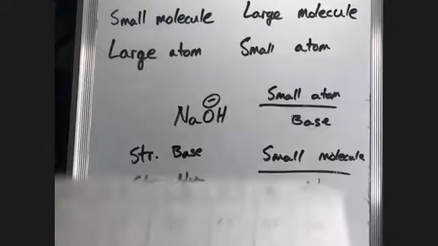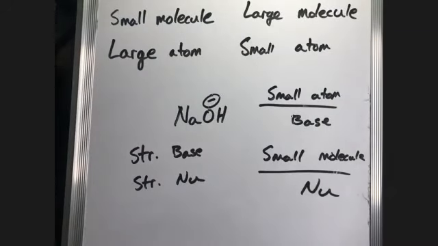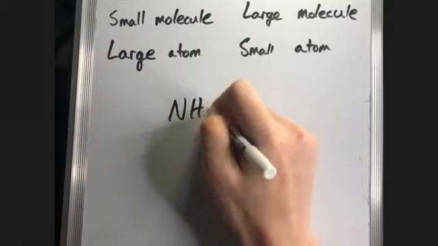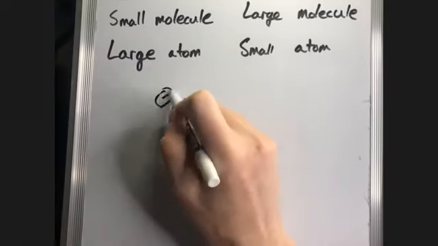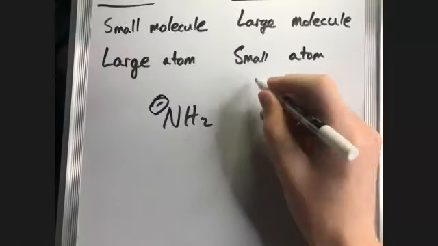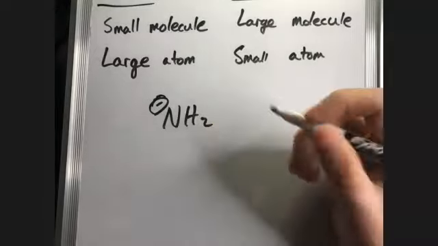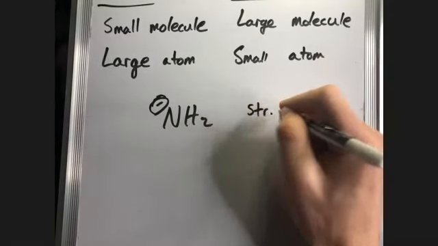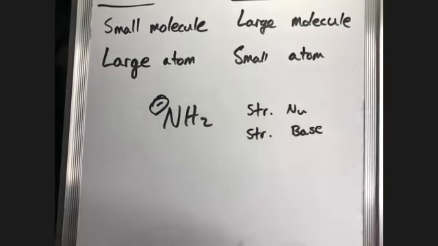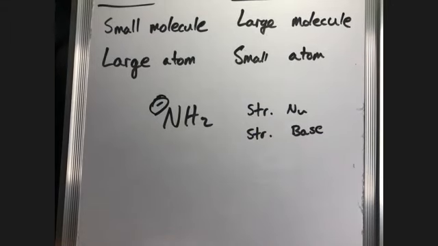All right, let's look at one more type that could be either. Let's look at NH2 minus. We've seen this. This is amide. Again, small atom, suggestive of base. Small molecule, suggestive of a nucleophile. So this is both a strong nucleophile and a strong base. So again, this would depend simply on the substrate and maybe the solvent to see what pathway will predominate.